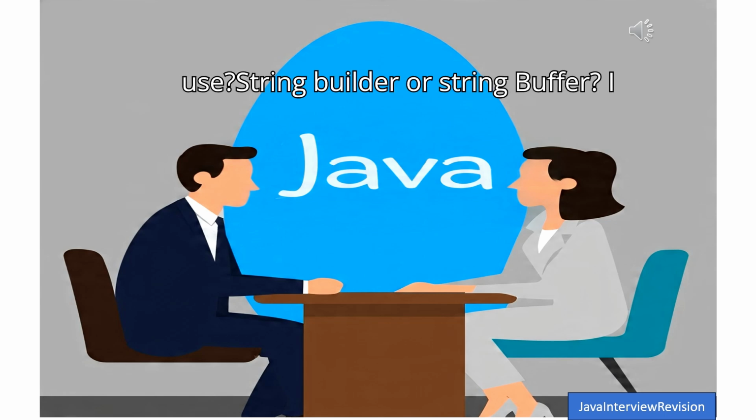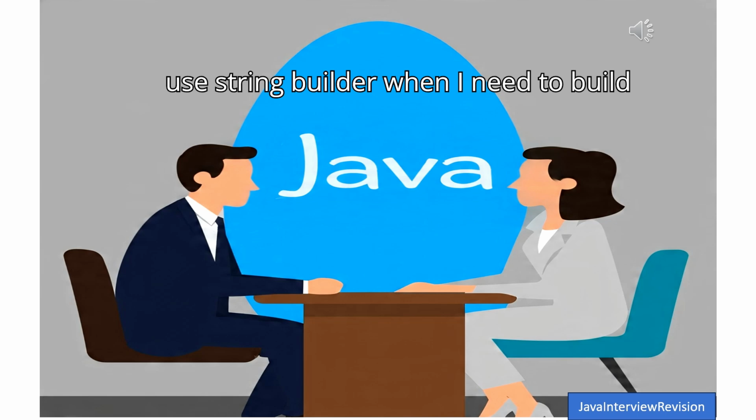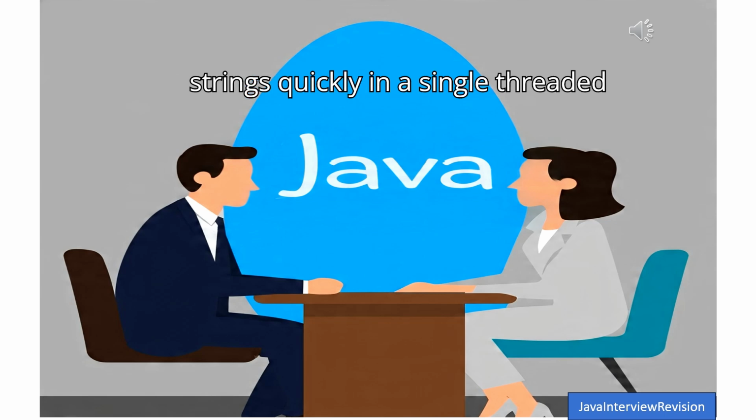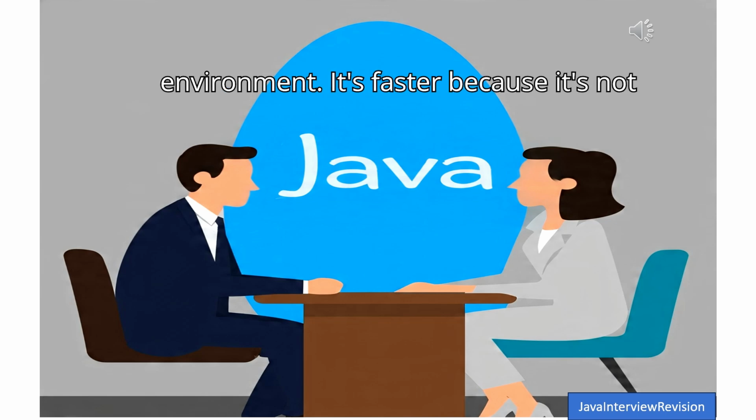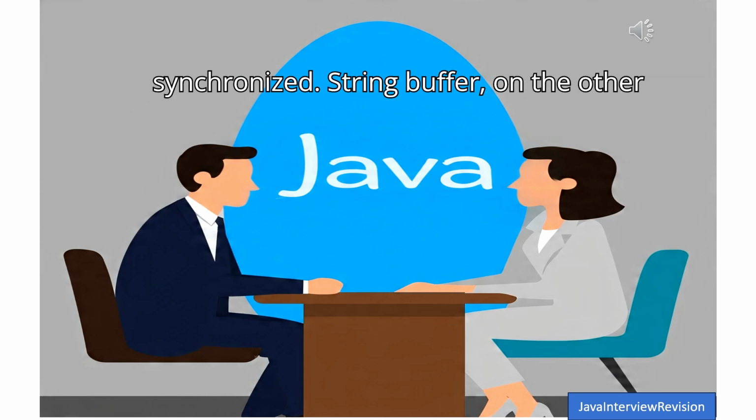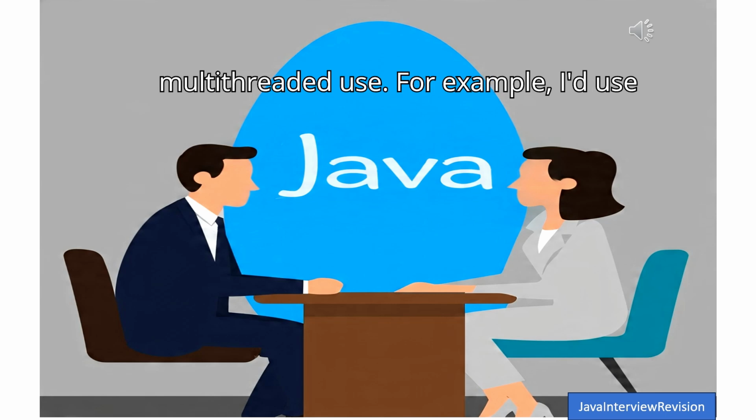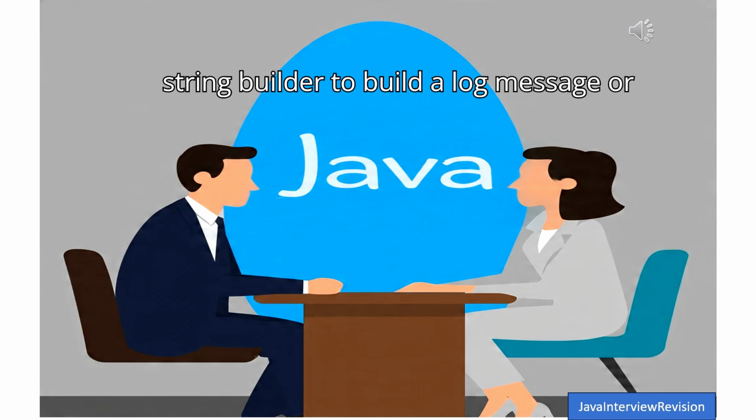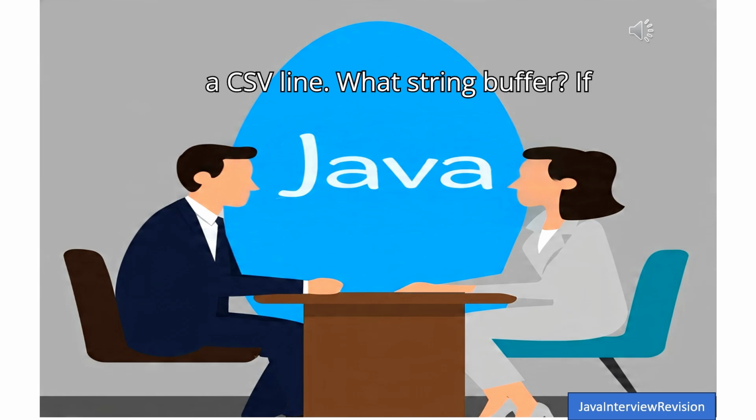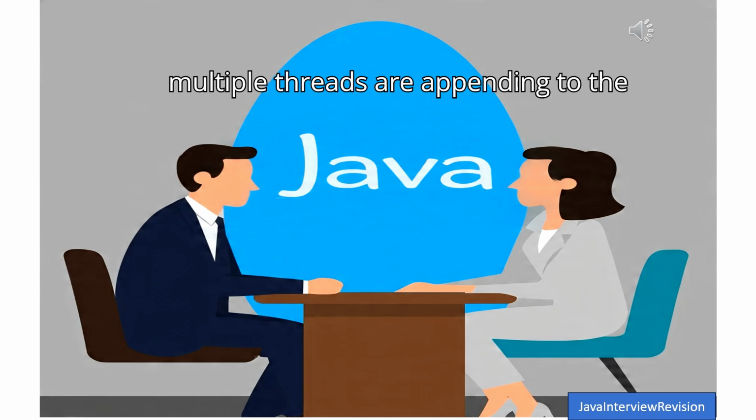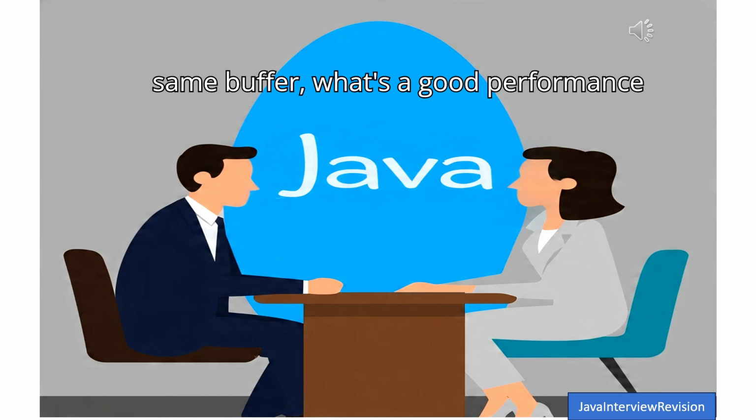When should you use StringBuilder or StringBuffer? I use StringBuilder when I need to build strings quickly in a single-threaded environment. It's faster because it's not synchronized. StringBuffer, on the other hand, is synchronized and safe for multi-threaded use. For example, I'd use StringBuilder to build a log message or a CSV line, but StringBuffer if multiple threads are appending to the same buffer.